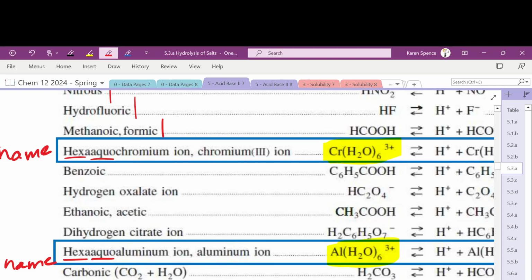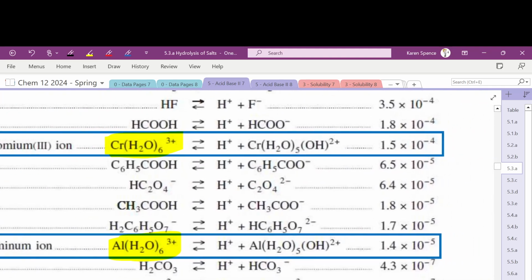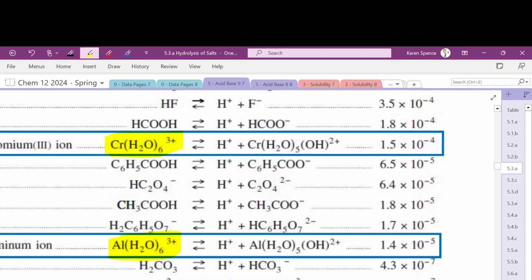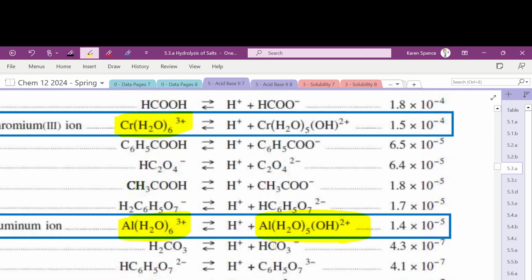Do you need to memorize those? No, because they are on your table. Okay? And if you're like, well, how do I know how they react? Well, guess what? It shows you that too. It shows when it gives off a hydrogen, it becomes Al(H2O)5(OH) instead of Al(H2O)6. One of those waters loses a proton and becomes OH. Okay, so again, you don't have to remember it. It's right here for you.